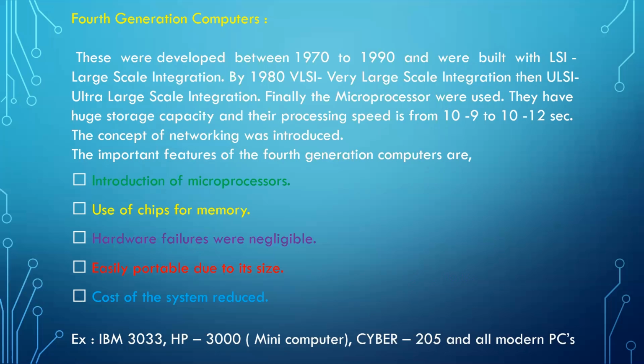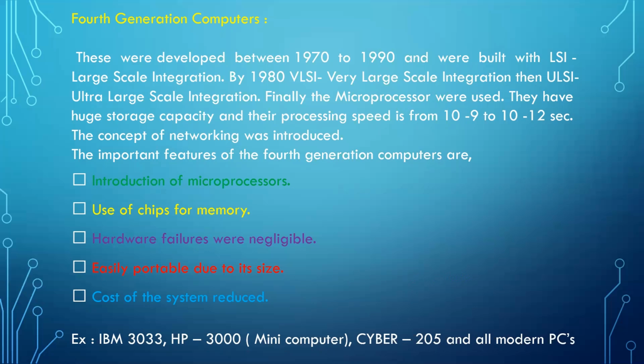Then the second feature is use of chips for memory. In the fourth generation computer, we again started using integrated circuits, called chips. Microprocessor chips are used for storing our data and instructions. It means the chips are used for storage in the fourth generation of computers.